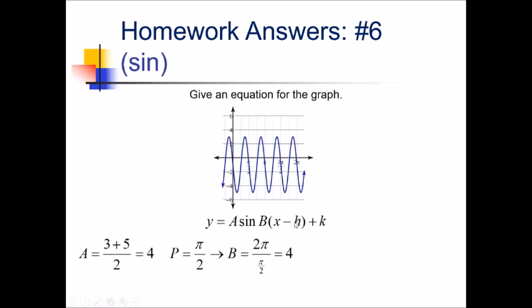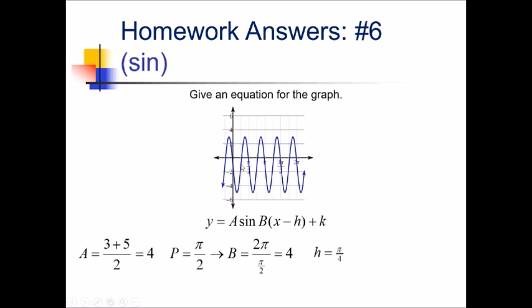Now for the h value, I need to find the x value where I have the middle of my wave going up, because that's where sine likes to start. And taking a look here, I appear to have that right here at pi over 4, half a grid line, pi over 4.